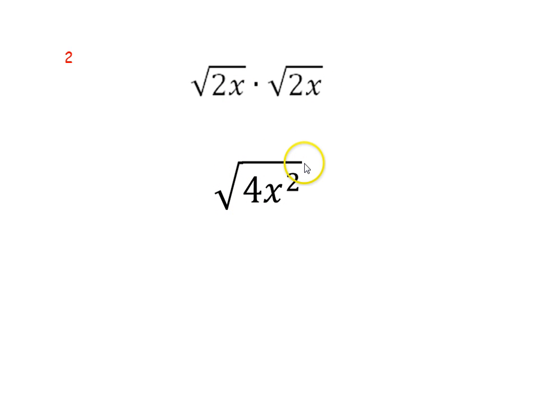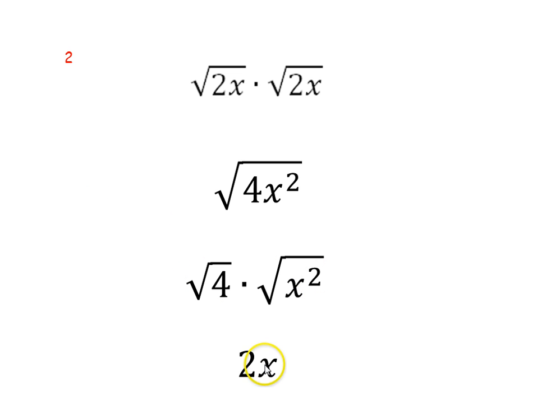And then I can take the square root of 4x squared. And then we can also break this down and take the square root of each of the factors in the square root. So we can take the square root of just 4 and then the square root of just x squared and evaluate those. The square root of 4 is 2. The square root of x squared is x. So this will be just 2x. So this simplified, the square root of 2x times the square root of 2x is just 2x.